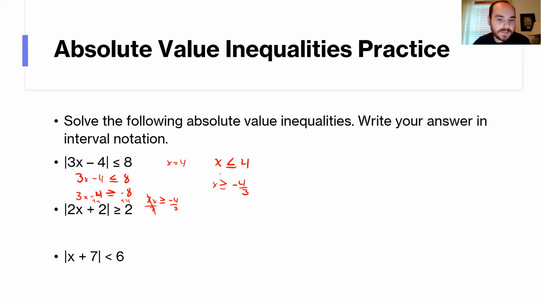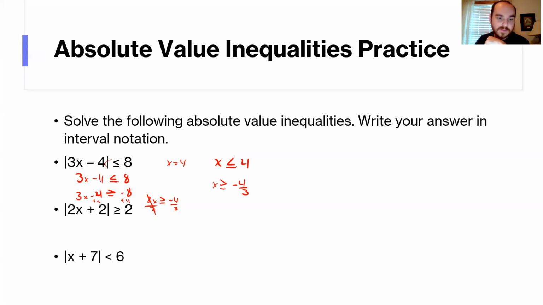Now, you could double check this answer by picking a number between these two values and making sure it works. So if I pick 0 here, I get 0 minus 4, that's negative 4. The absolute value of negative 4 is 4. 4 is less than or equal to 8. Now, the other way to double check to make sure that you've got your symbols right is to test numbers that don't work. So in this case, I'll pick a number greater than 4. Let's pick 5. So if x equals 5, 3 times 5 is 15, minus 4 is 11, absolute value of 11 is 11, and 11 is not less than or equal to 8.